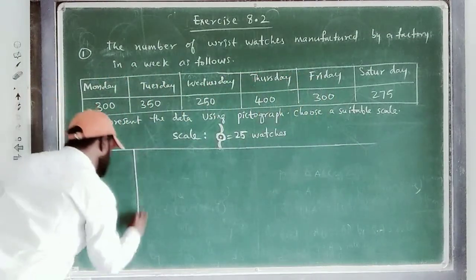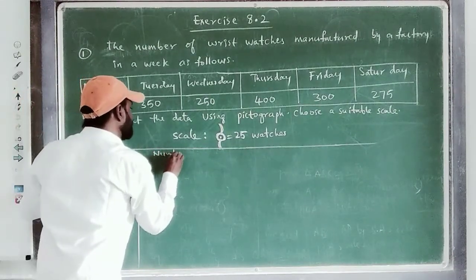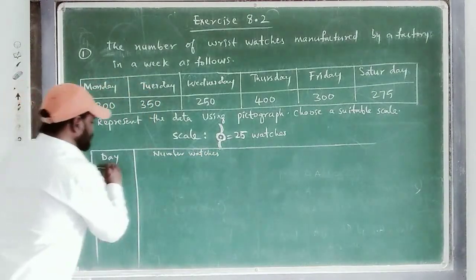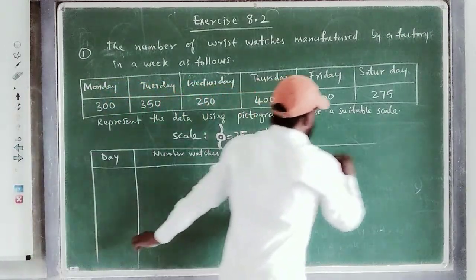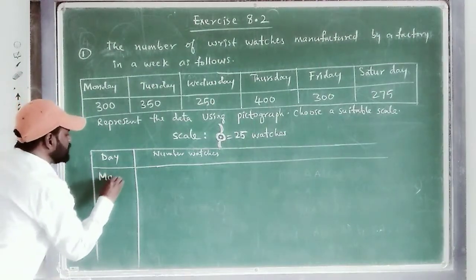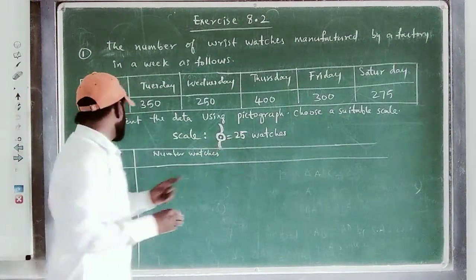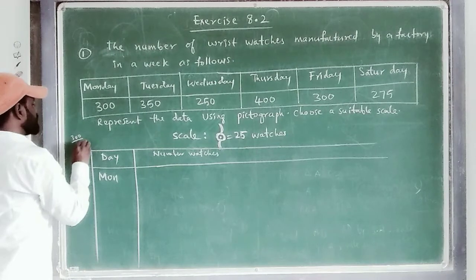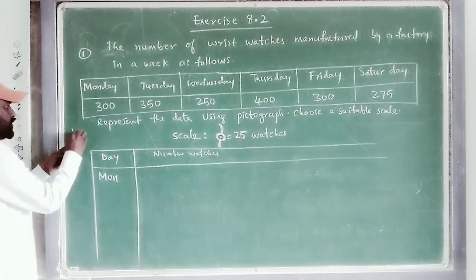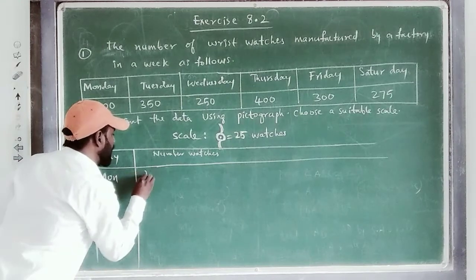So this is the day, and the number of watches. First, on Monday, how many watches? 300. Each figure is 25, so 300 divided by 25. How much will you get? 25 ones are 25, 25 twos are 50... That means you have to draw 12 pictures.